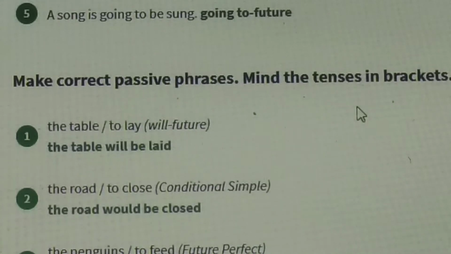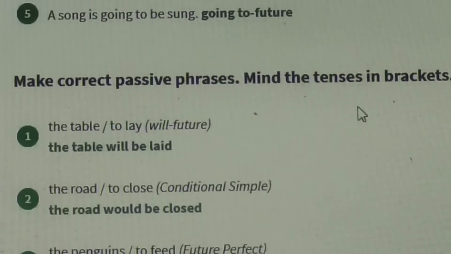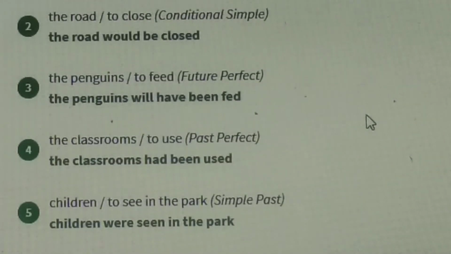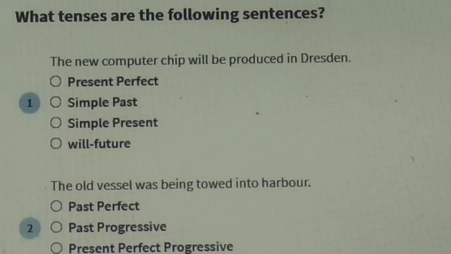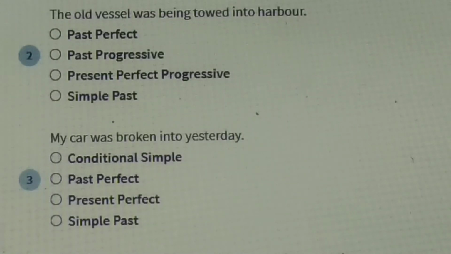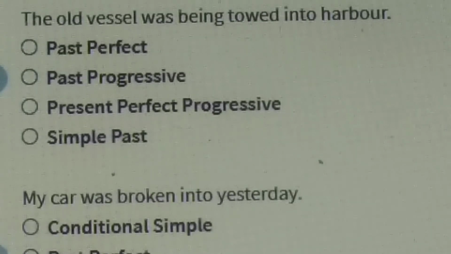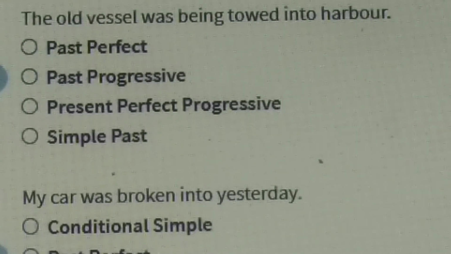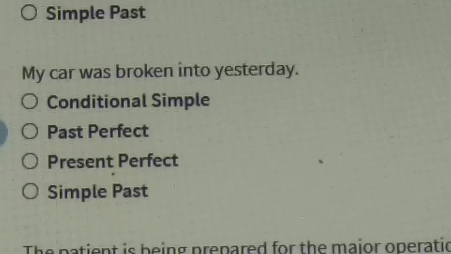The first, the second. Got it? Very good. Then look at the third, the fourth, the fifth. Check. Hurry up, children. Check. Very interesting. What tenses are the following sentences? The new computer chip will be produced in Reston. Come on, right. The old vessel was being towed into harbor. Are you noting down? Yes, very good, children. The car was broken into yesterday.